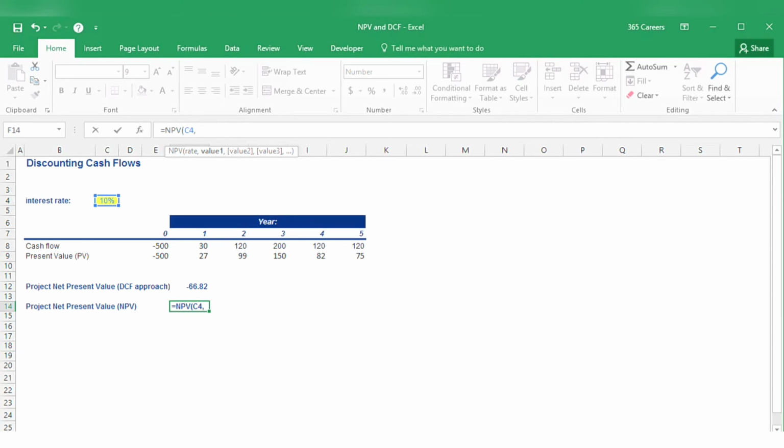and a cash flow range. Once we've selected them, we can press Enter, right? I obtained a different result compared to the one I got before. How come? The answer lies in properly understanding how the NPV function works.